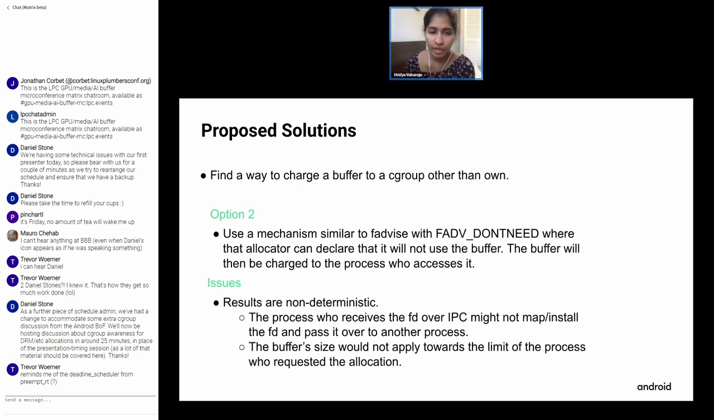The next solution that we looked into was maybe to check whether we can come up with a mechanism similar to FADV_DONTNEED, where the allocating process can just declare that it is not going to use the allocated buffer. The buffer will then be charged to the process who accesses it next.